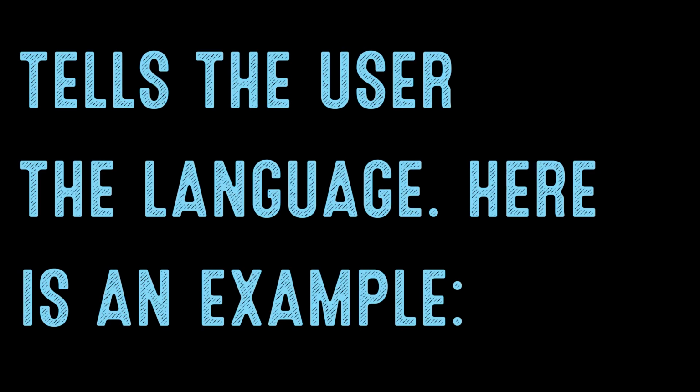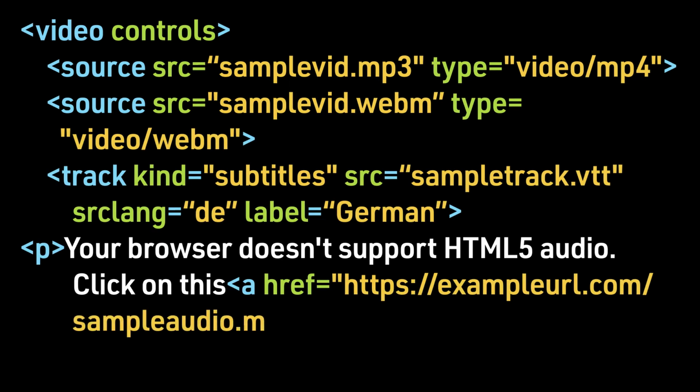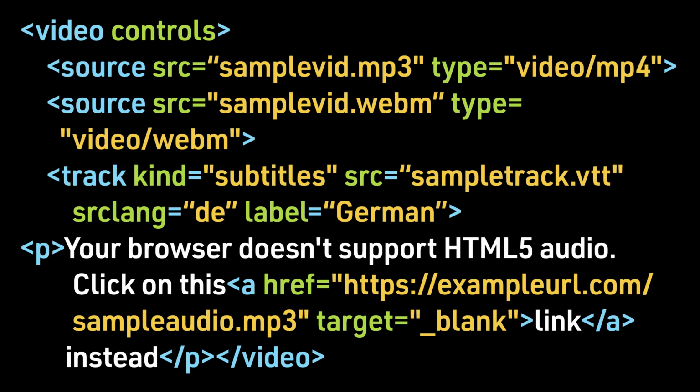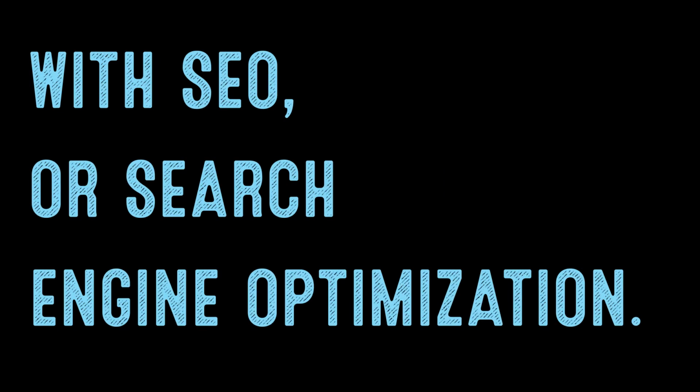Here is an example. So as you can see, the track element is added after the last source element, which is a webm format. The kind attribute is specified as subtitles. The source attribute tells the browser where to find the file, which is a WebVTT file. And the language of the file is in German, and the label is in German. Adding text tracks to your media will also help with SEO, or search engine optimization.